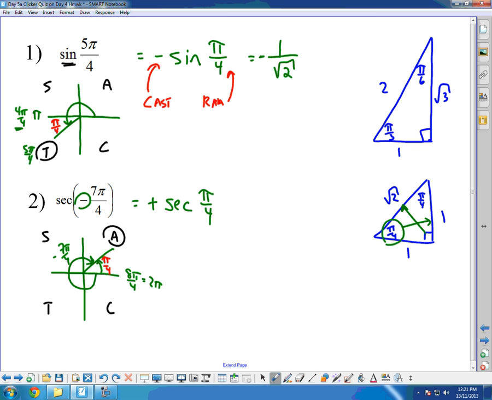Nonetheless, secant is the reciprocal of cosine. So I'm going to imagine in my head what the cosine is. Cos of pi over 4. I look here and see that if that's pi over 4, cosine is adjacent over hypotenuse. So it's 1 over root 2. But I don't want the cosine, I want the secant. And remember, secant is the reciprocal. And so it's just root 2 over 1, or just plain old root 2.